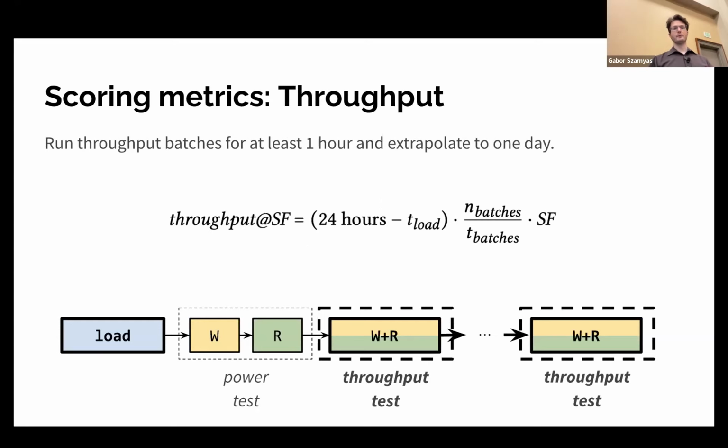Next, we do the throughput metric calculation. To this, we run the throughput tests, and when at least 1 hour has passed, we cut it and say we have run n batches during this time, and we extrapolate it to 1 day. The idea is that this is a metric that tells you how many batches this system could sustain throughout a continuous execution in 1 day of execution time.